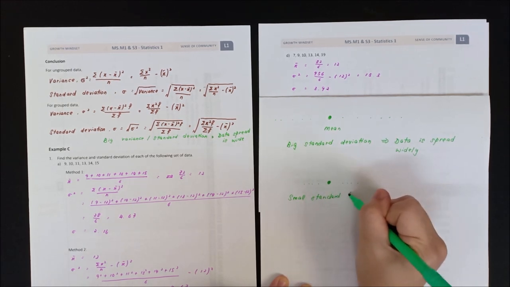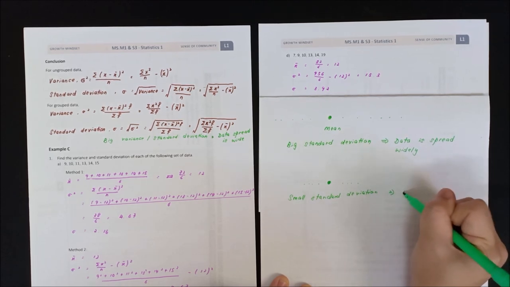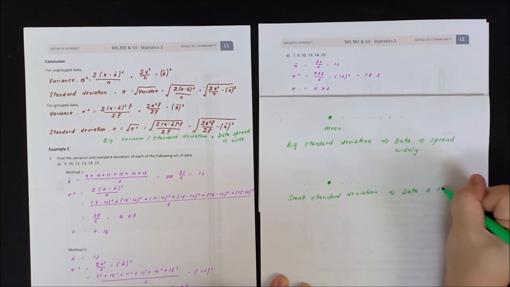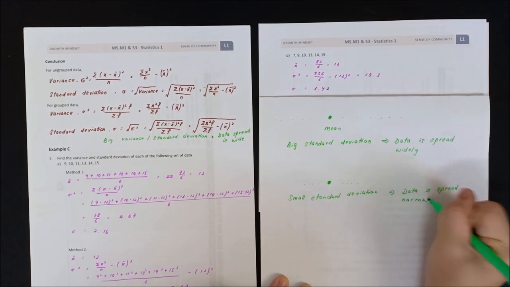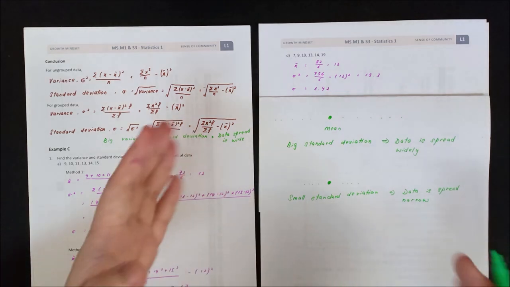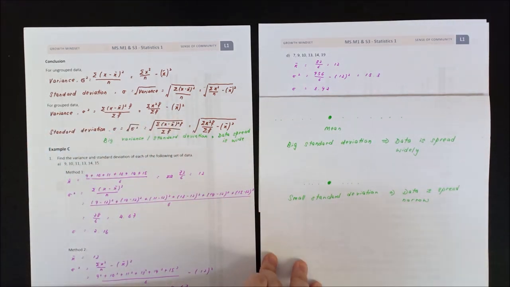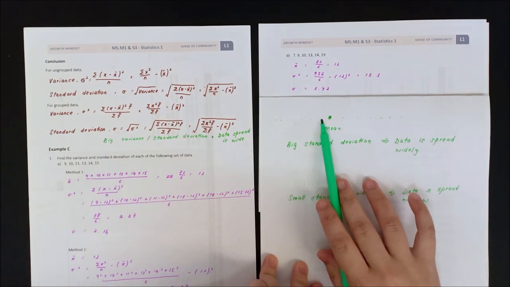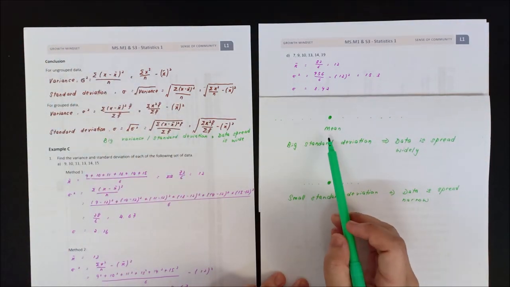So if I have a small standard deviation, what does that mean? It means that the data spread is narrower, closer to the mean. So what does that mean in terms of consistency? For a big standard deviation, the values are very far away from each other, or from the mean itself.